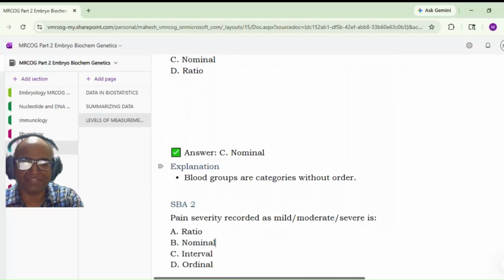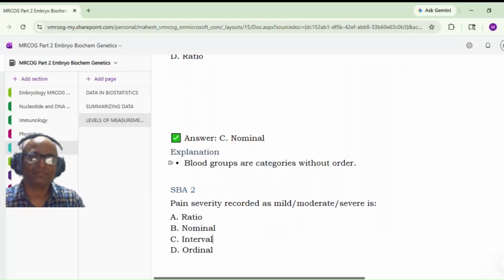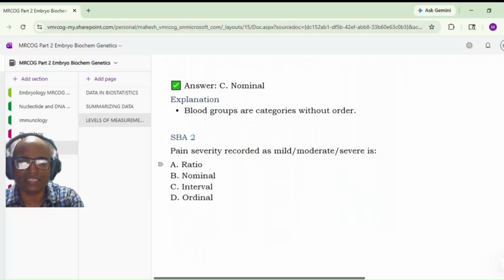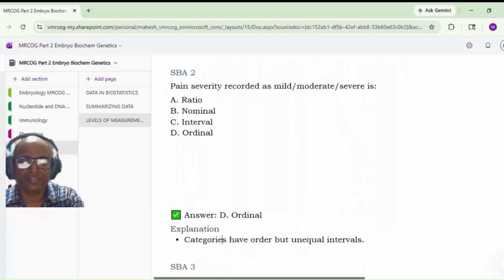Blood groups are categories without order. Next. Question number 2. Pain severity is recorded as mild, moderate, severe. A. Ratio, B. Nominal, C. Interval, D. Ordinal. Sir, it's D, ordinal. Yes, it is ordinal. There is an intrinsic order. Categories have order but unequal intervals.